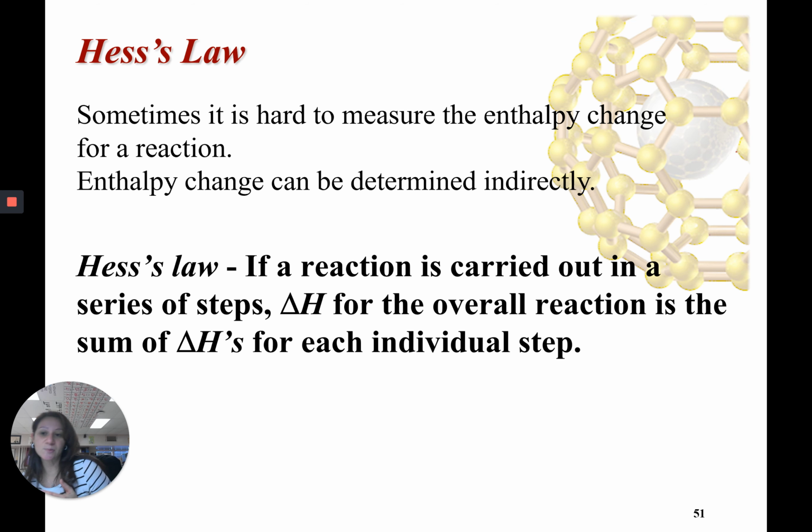So heat is like displacement. They're both independent of the pathway. It does not matter whether you carry out the reaction in 1 step or 100 steps. Delta H would be the same if your reactants and your products are remaining the same.